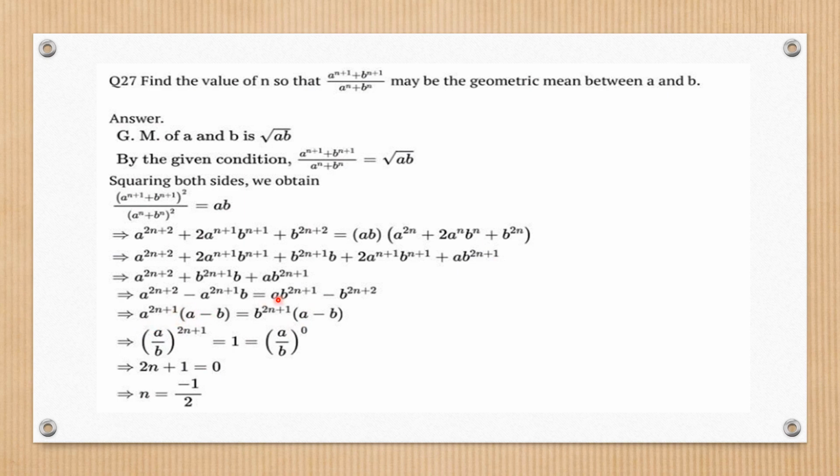Okay, so divide to bring 1 to the other side, divide by b raised to power 2n plus 1 both sides. So I get a upon b raised to power 2n plus 1, which is 1, and 1 can be written as a by b raised to power 0. So anything raised to power 0 is 1. Okay, so bases are same, powers can be equated. So 2n plus 1 equal to 0, that is n is equal to minus half.